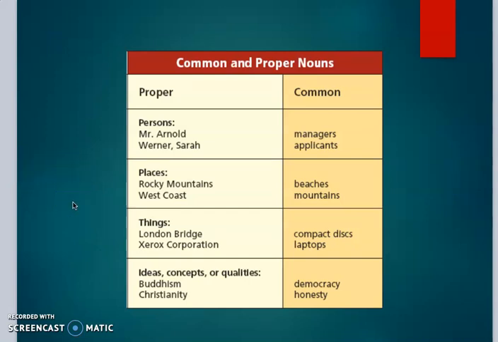How about common and proper nouns? When you talk about nouns, there's common and proper. If you're talking about a person, it's Mr. Arnold. Mr. Arnold is also a manager, but that's a common noun because it's not identifiable. Places: how about the Rocky Mountains? Mountains, on the other hand, will be a common noun because they're multiple. Things, I'm sure you already know this. We're not going to go into it. Ideas, concepts, and qualities, same thing. Broadly, common nouns are broad. Proper nouns are very specific, talking about an individual or an object specifically.